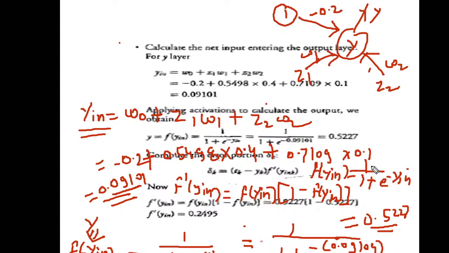If we treat this as f of y in, the derivative of this will be f dash of y in equal to f of y in multiplied by 1 minus f of y in. So f of y in we have calculated, f of y in is 0.5227, so in the bracket 1 minus 0.5227.